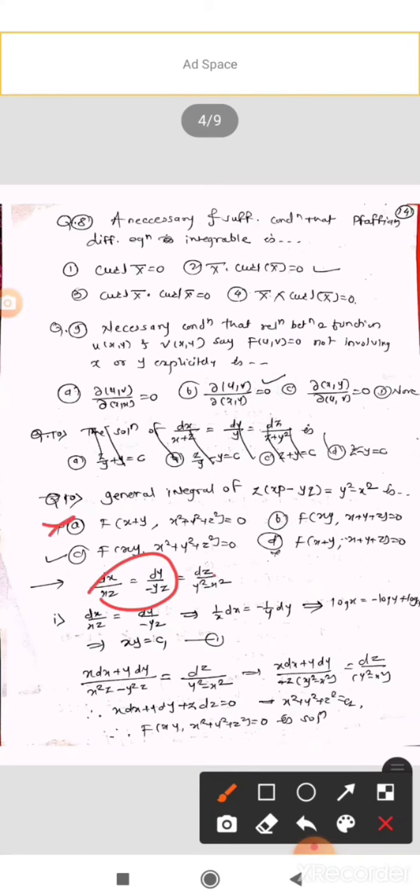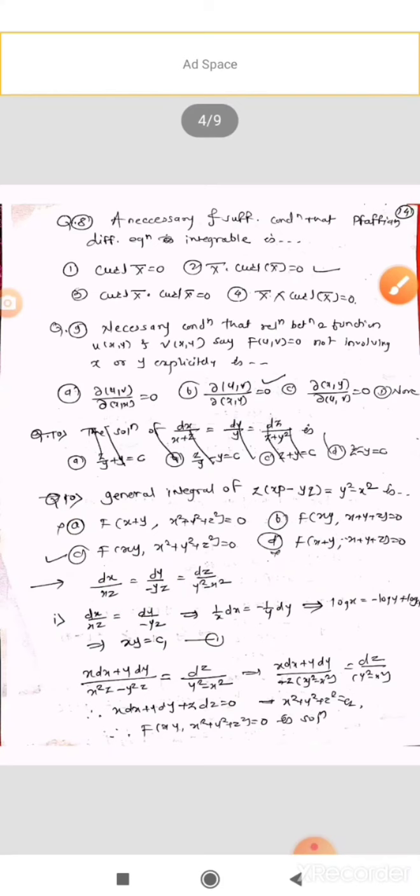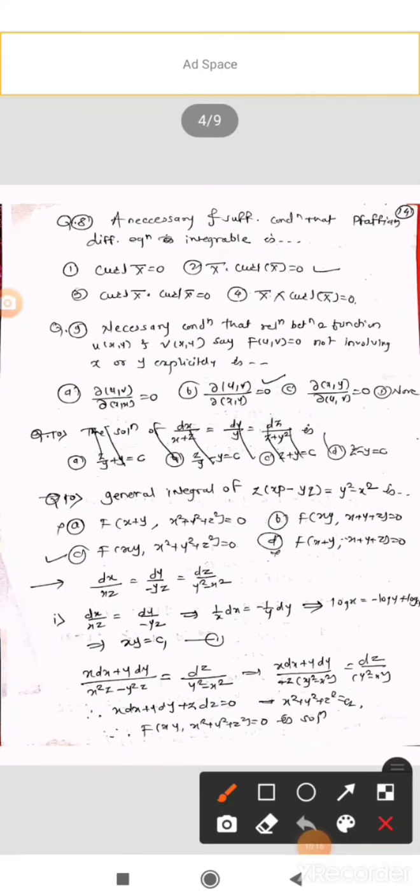Therefore we cancel option A and option D, and we solve dx upon xz is equal to dy upon minus yz. Therefore we give the solution x into y equals c1. Again we solve x dx plus y dy, then the denominator becomes equal to dz upon y square minus x square, and after cancelling that common factor y square minus x square, we get the solution x square plus y square plus z square is equal to c2. Therefore option number C is correct. Option C is correct.